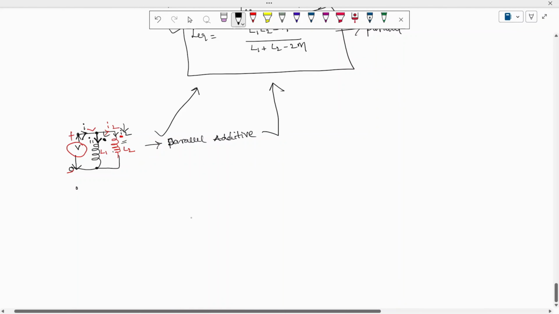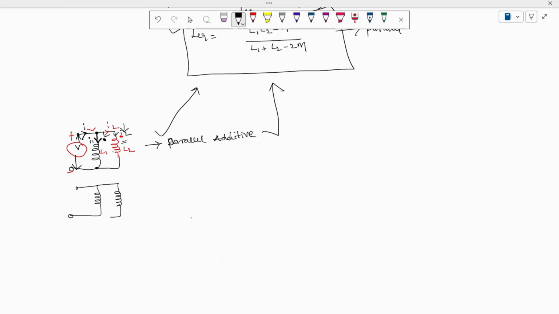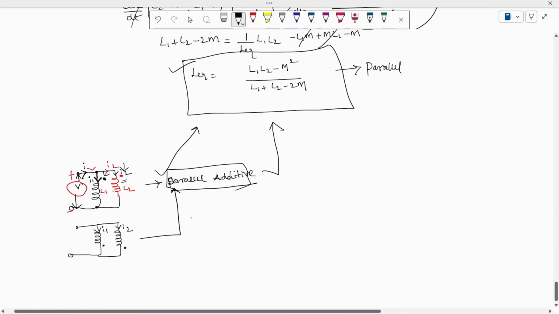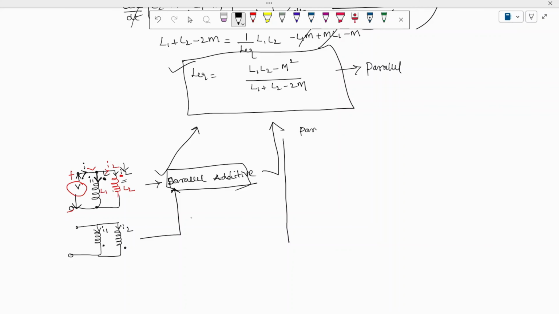You can write this also in one more format. This is inductor 1, this is another inductor. A current of I1 is flowing like this, a current of I2 is flowing like this, and dots are available at these points. You can see here both the currents are leaving, then also I can call them parallel additive, and the formula for this is L1 L2 minus M squared divided by L1 plus L2 minus 2M, and for the same you can do here, which is called parallel subtractive.